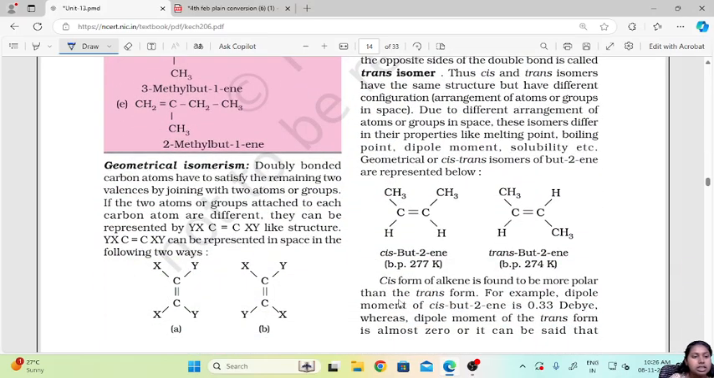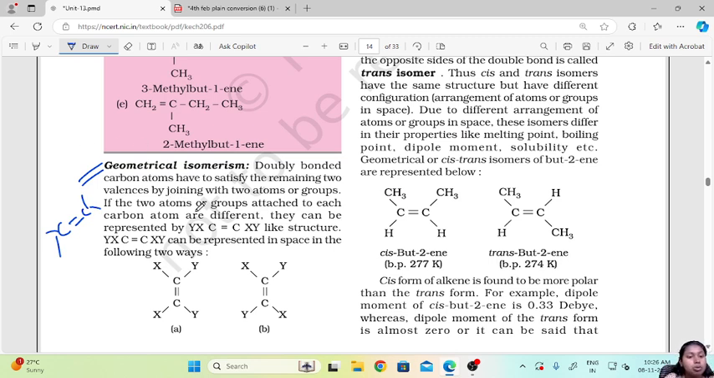Now next is geometrical isomerism. Doubly bonded carbon atoms have to satisfy the remaining two valencies by joining with two atoms or groups. Because once your carbon-carbon double bond is there, since carbon is tetravalent, it has to fulfill two more valencies. So to fulfill these, they can join two atoms or groups.